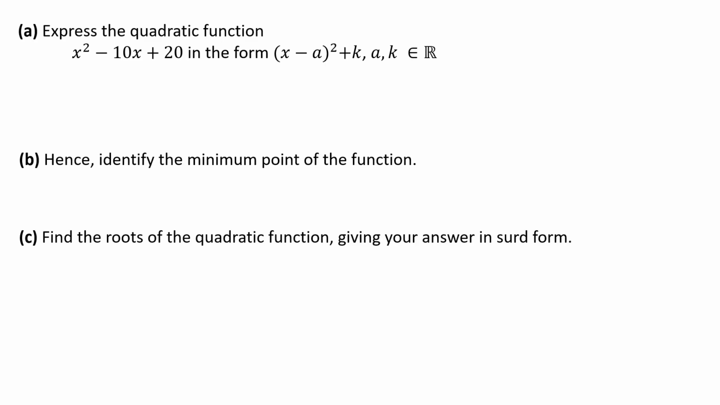Part A, express the quadratic function x squared minus 10x plus 20 in the form (x minus a) squared plus k, where a and k are real numbers. So this is asking us to put this quadratic in completing the square form. And there's no coefficient, which makes this question a little bit easier. There is a video on quadratics to completing the square. I'll link the video below if you want to see some more challenging versions of this.